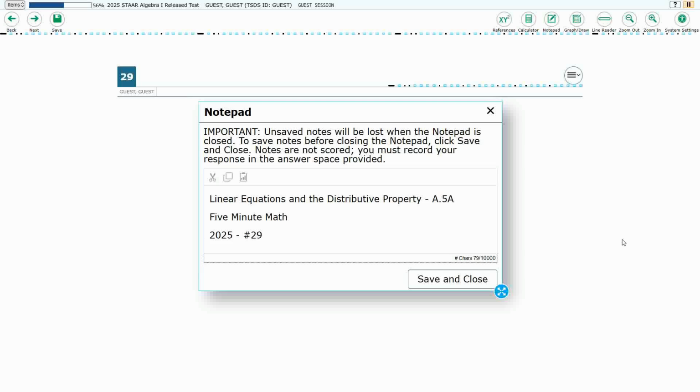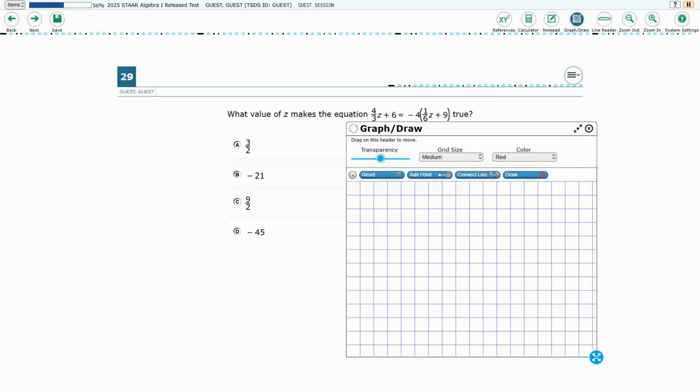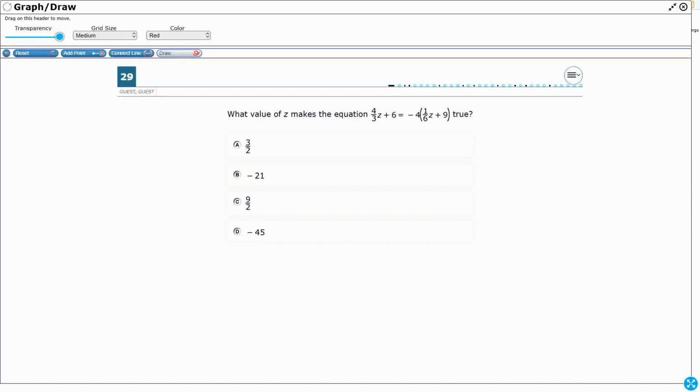Today we are looking at the Algebra 1 concept of linear equations and the distributive property. This is standard A.5A in the great state of Texas, and we are using item number 29 of the 2025 released STAAR test. If you haven't done so already, please go ahead and take a moment to pause the video, work this problem out on your own, unpause it, and we will look at our answers together.